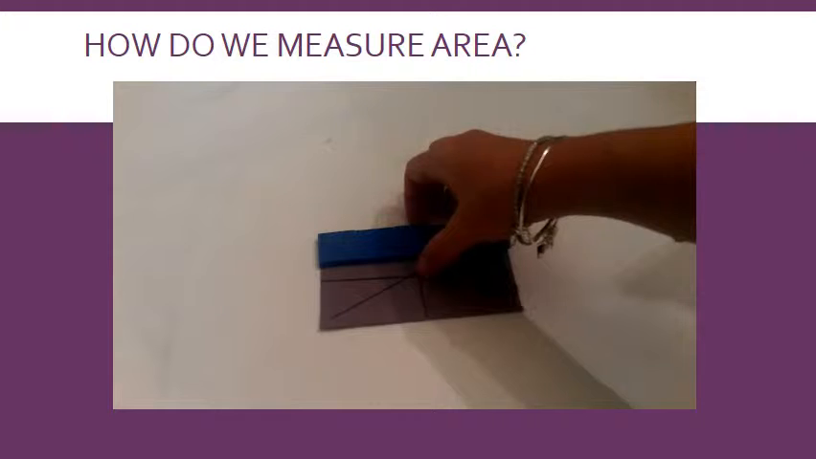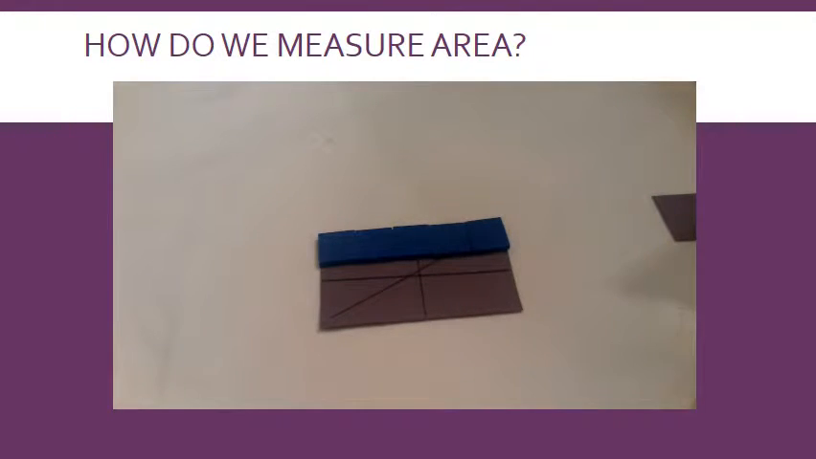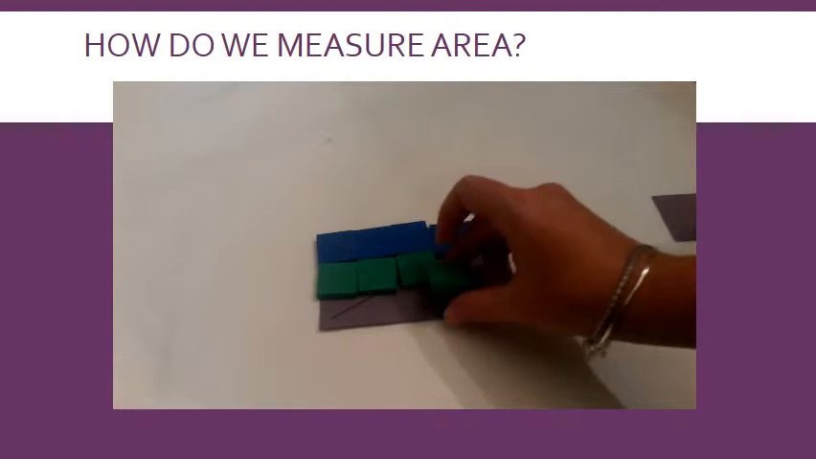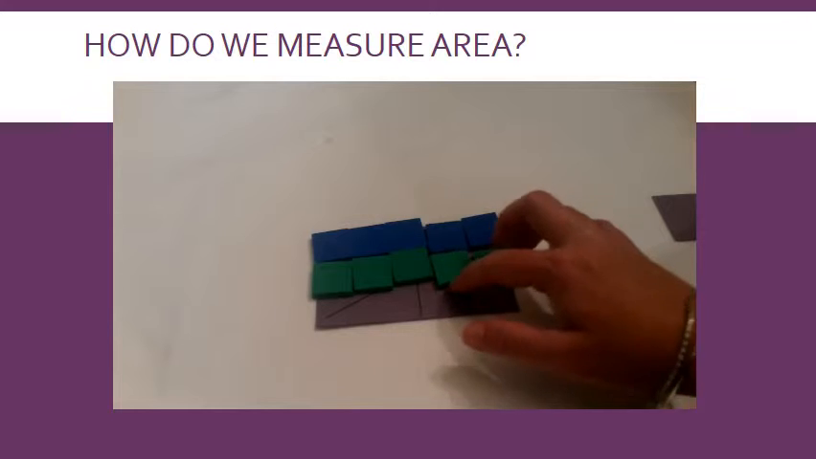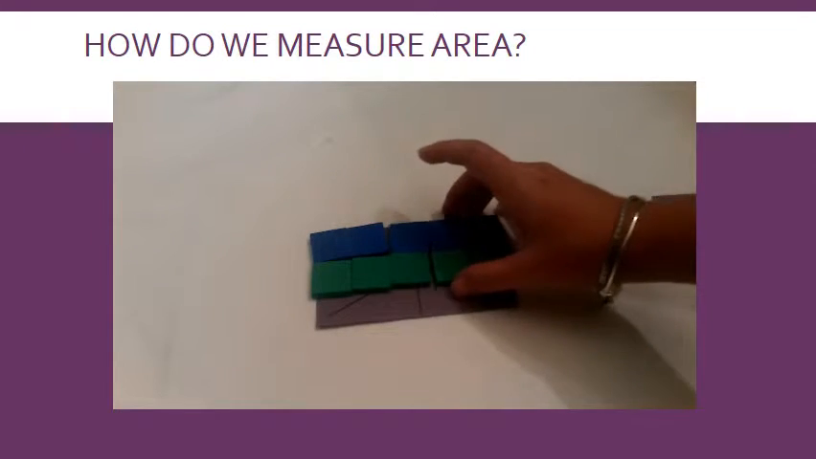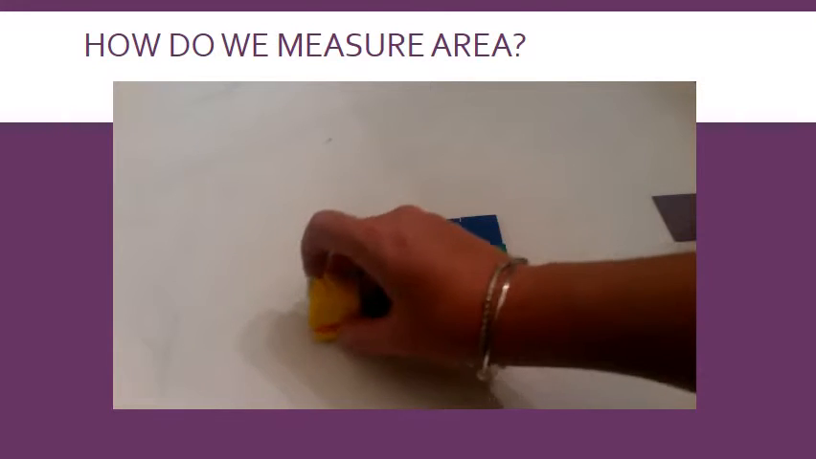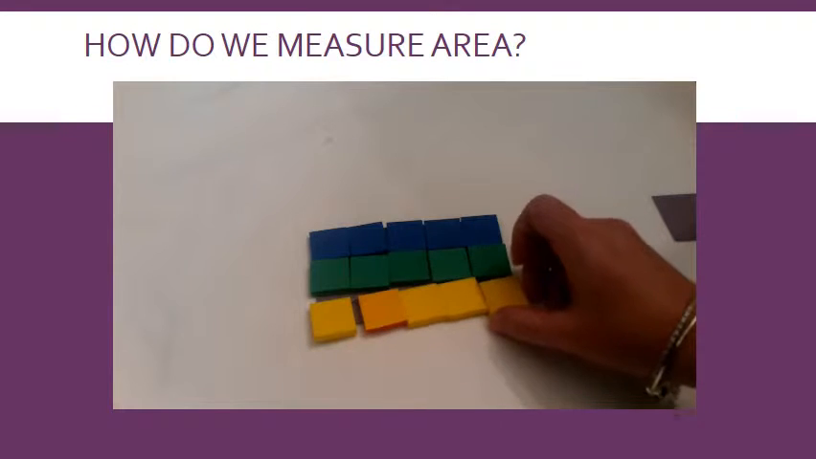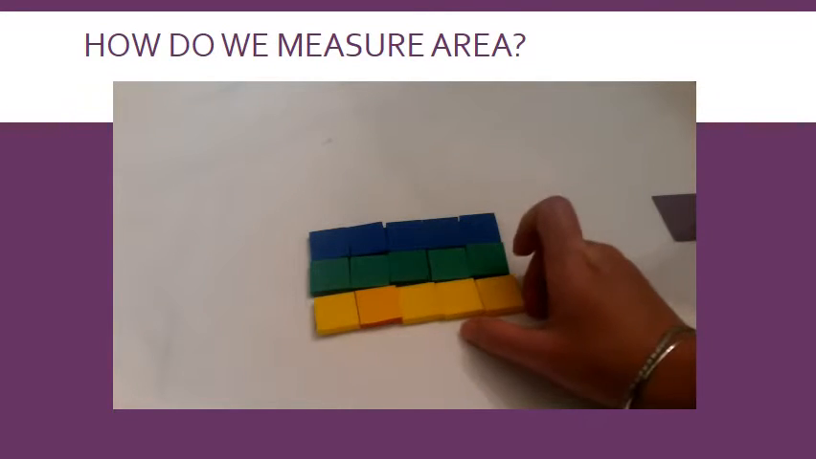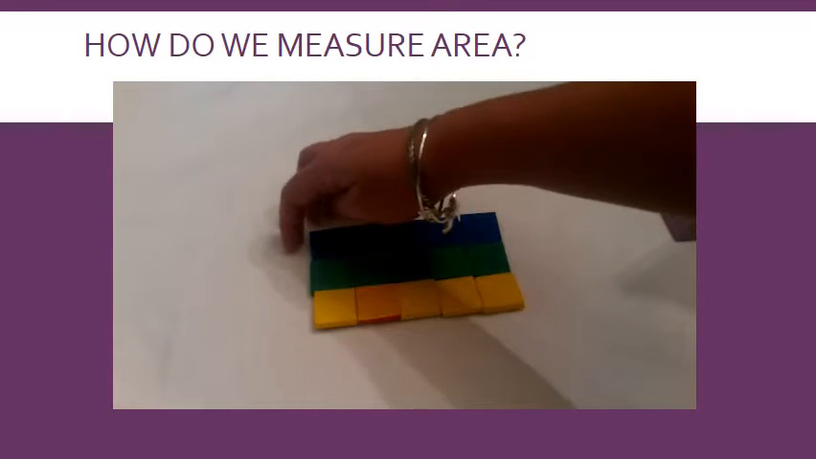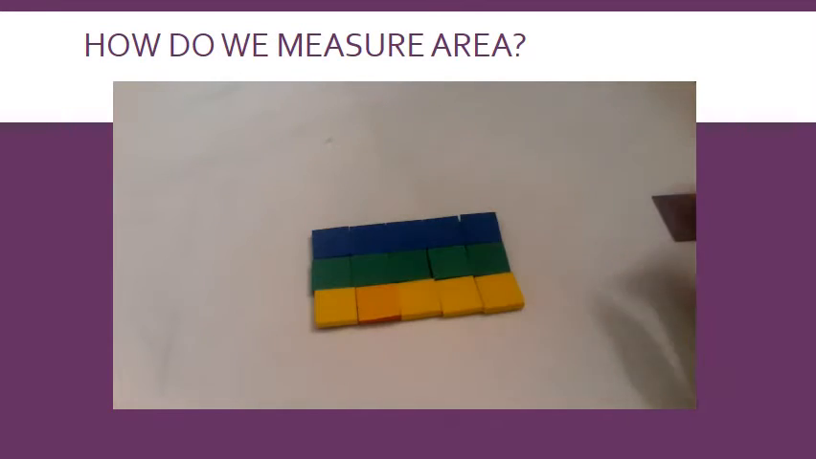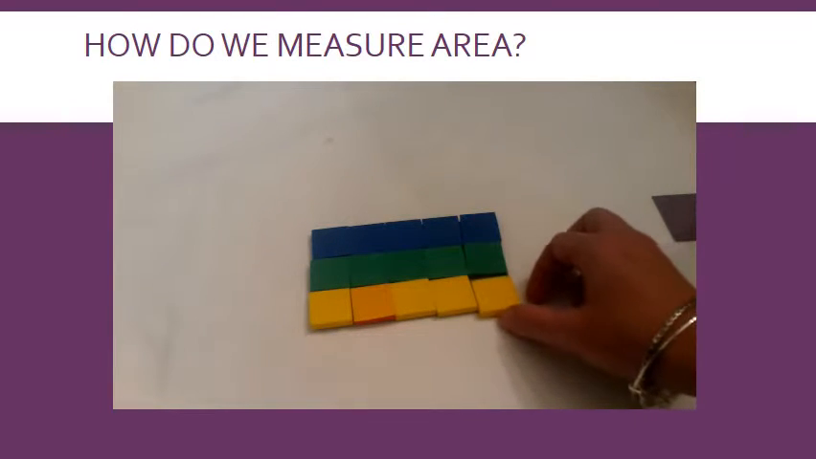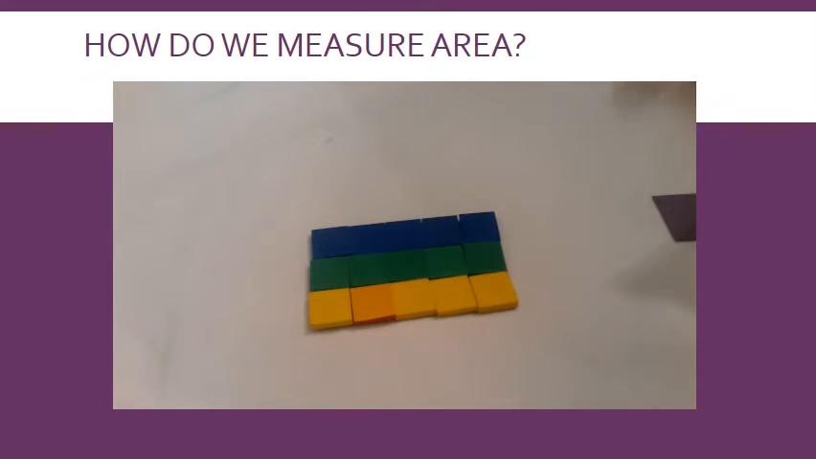Now they stack nice and neat. That row seemed to work. Looks like the squares certainly are working nicer. And there I've covered all of my purple. I don't see any purple peeking through, and that matches up with my figure. So I can use squares to measure area.